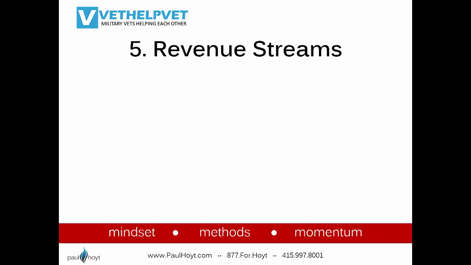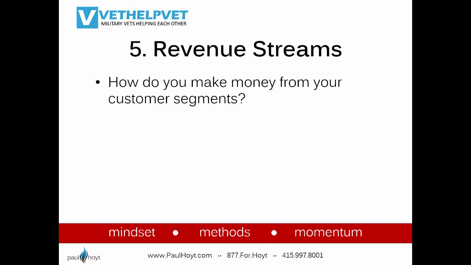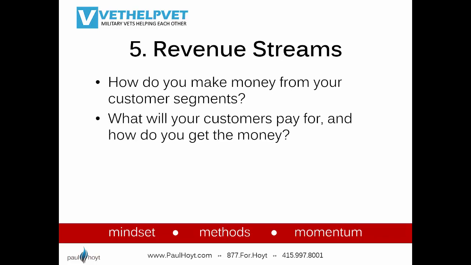The 5th section of the business model canvas is on revenue streams, which is how do you make money from your customer segments? What will your customers pay for, and how do you get your money? What are your products? Are you selling tacos and burritos and chips and soft drinks and beer? And what portion of your revenues do you expect from each one of those different revenue streams? Are you selling wholesale? Are you selling retail? Are you selling online? Are you selling through international distributors, etc.? This is the place where you define all of your revenue streams.